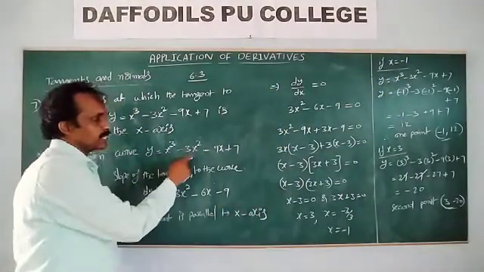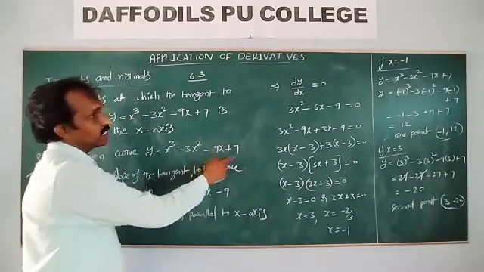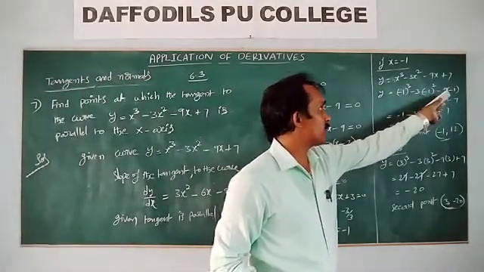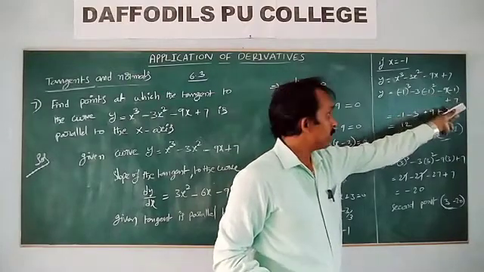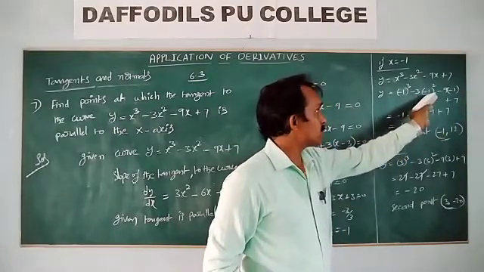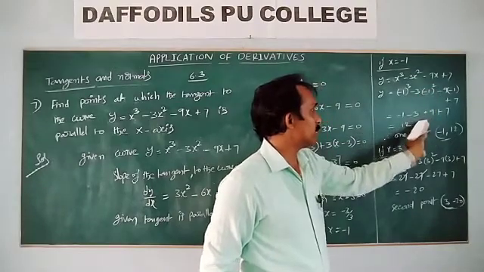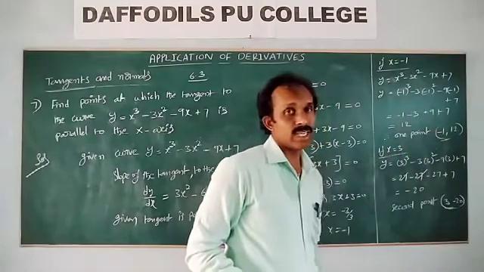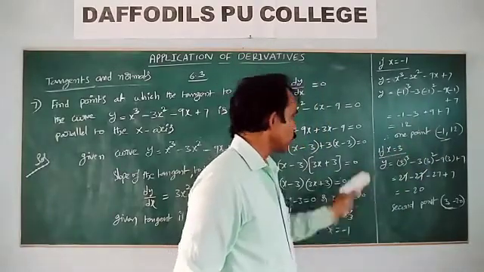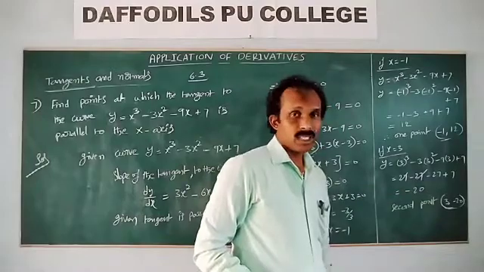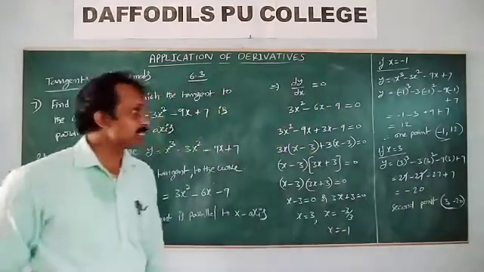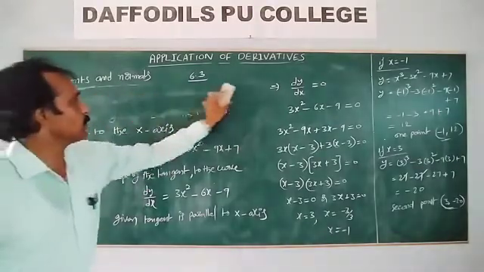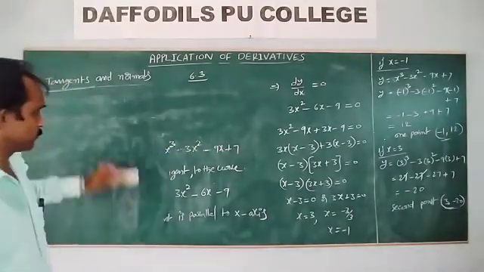y is equal to x cube minus 3x square minus 9x plus 7. Substituting x = -1: (-1) cube, minus 3 of (-1) square, minus 9 times (-1), plus 7, which gives -1 minus 3 plus 9 plus 7, that is 16 minus 4, 12. One point is (-1, 12). And if x is equal to 3, we get the answer -20. This is the second one. These are the points at which the tangents are parallel to the axis of the curve.